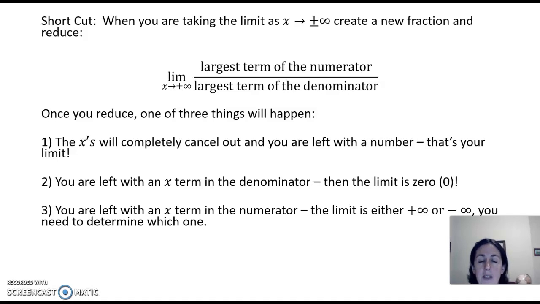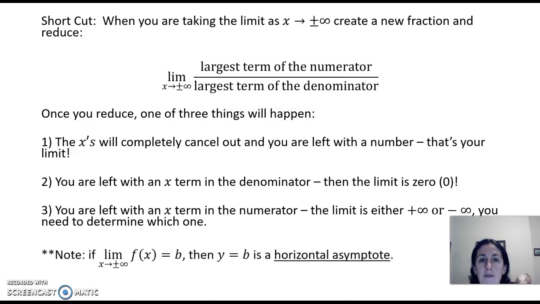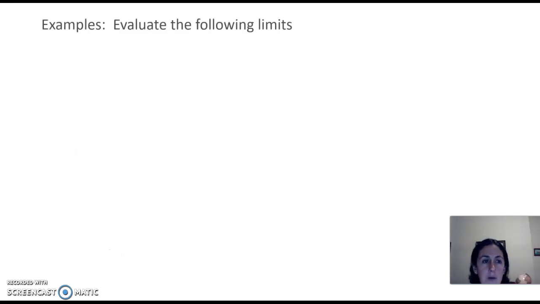Now, one special thing to note is that if your limit as x is approaching positive or negative infinity approaches a real defined value, we'll call it b, that means that the horizontal line y equals b forms a horizontal asymptote, which is that imaginary horizontal line that your function is going to get really close to, but never cross. Let's look at some examples.